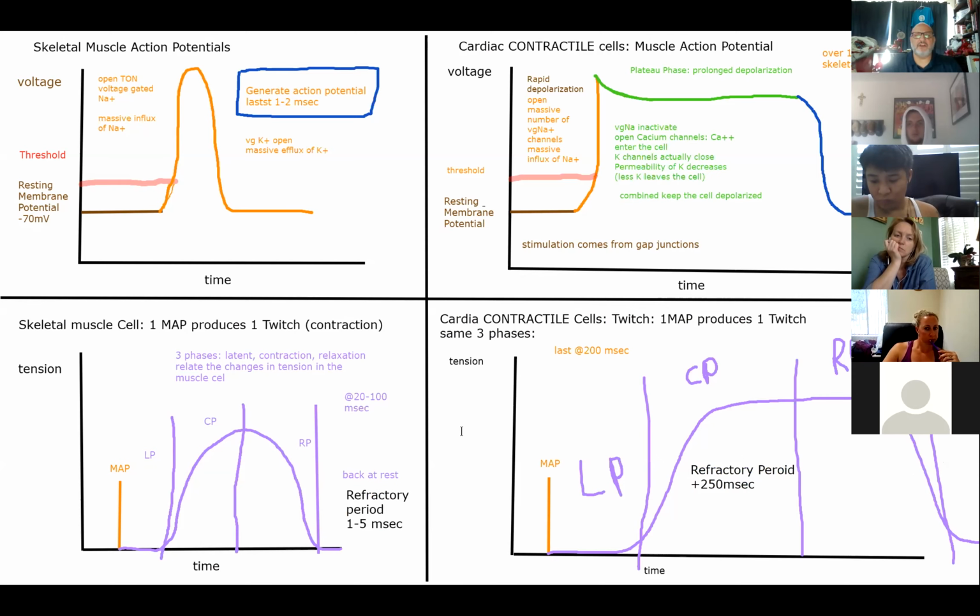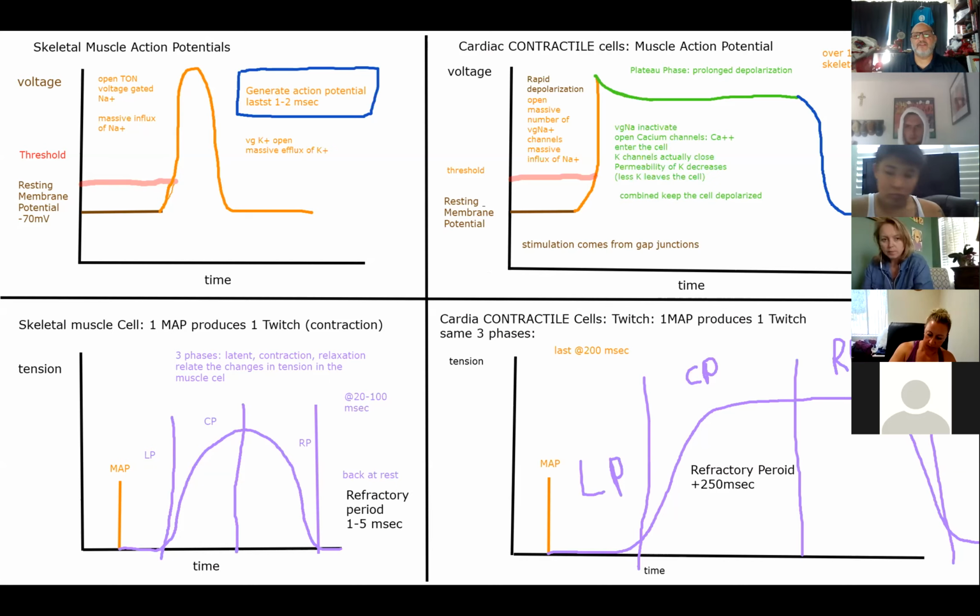All right. I've done an amazing job of drawing this on the board. We don't have to worry about what the voltage of the plateau phase is. Notice I purposely didn't give you the resting membrane potential either, because they're slightly different in cardiac muscle, but I don't care about you knowing those numbers. Will we post those pictures on Canvas?